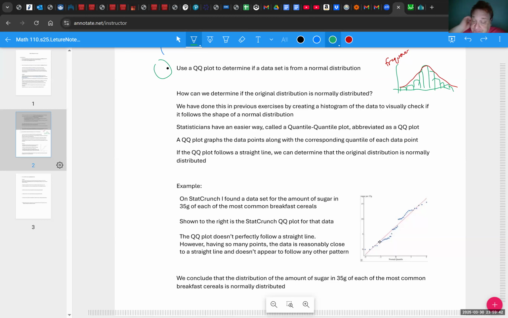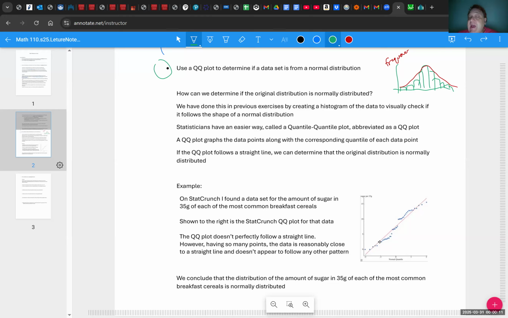There's no other pattern it follows. And so we say this data of the amount of sugar in 35 grams of these breakfast cereals is normally distributed. So part of the homework, you'll be practicing making QQ plots and then trying to develop a repertoire of how to identify which ones follow reasonably close to a straight line and which ones do not.